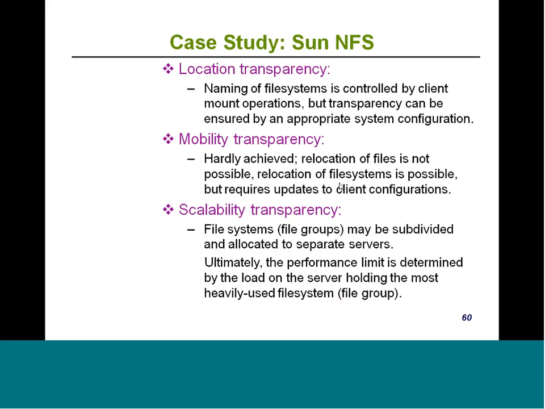So even though the client actually controls the mount operations and how to name the files, the transparency can be controlled if you configure the system with the appropriate information or uniqueness in the mount points. The mobility transparency means, when the system is changed from one to the other, how do we ensure the transparency? This is not achieved at all, and relocating the files is not possible, and only the file systems are possible, but that requires an update to the client configurations because clients are the ones deciding everything about the file system, which is itself memoryless.